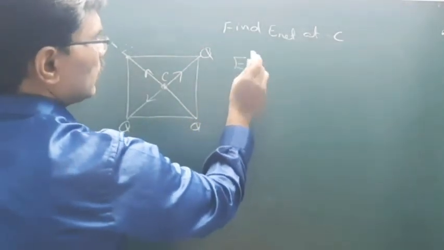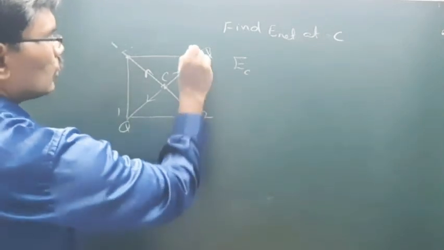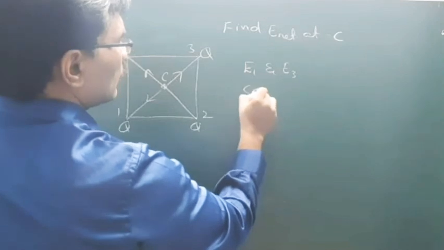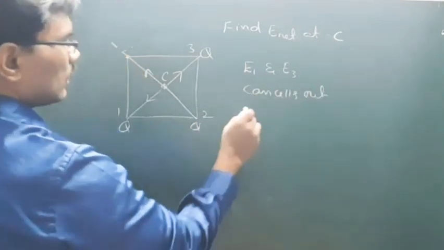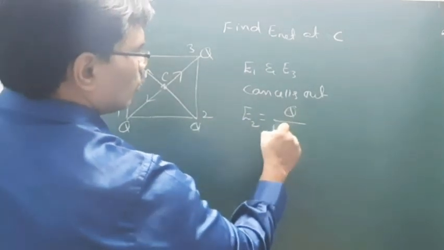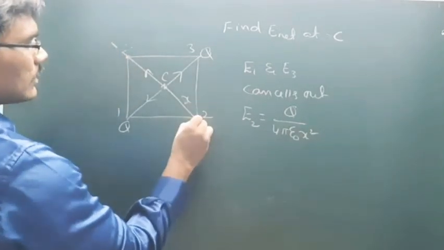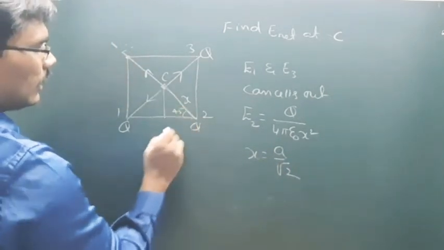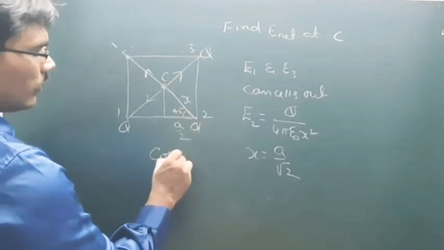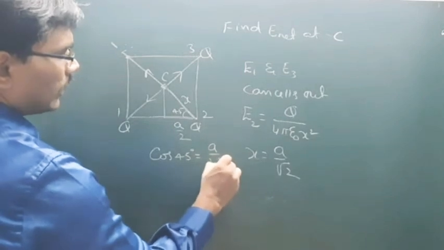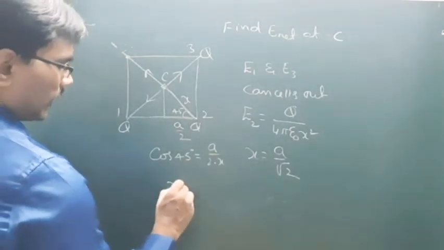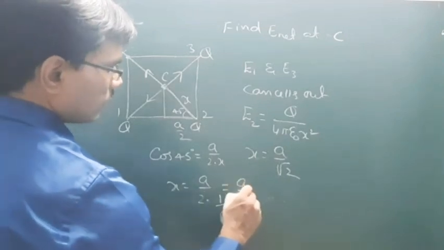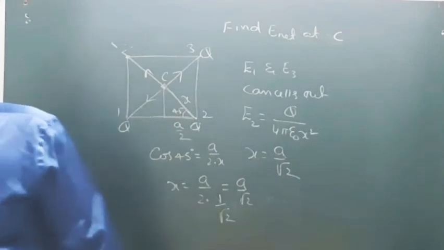So here let the charges be 1, 2 and 3. E1 and E3 cancel out. Then the field due to E2 at point C is equal to Q by 4 pi epsilon naught x square. What is this x value? The x value is equal to A by root 2. How? If you take this, it is a 45 degrees angle, and this one is A by 2. Cos 45 degrees is equal to A by 2 divided by x. Therefore x is equal to A by 2 cos 45. Cos 45 is 1 by root 2, so the root 2 terms cancel and A by root 2 will be left. So the x value is A by root 2.